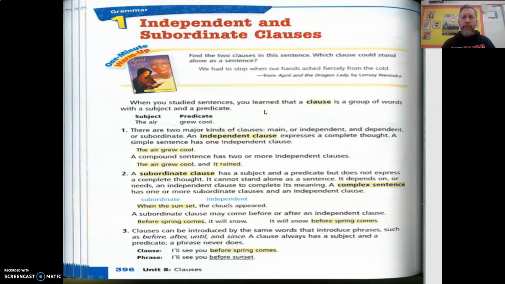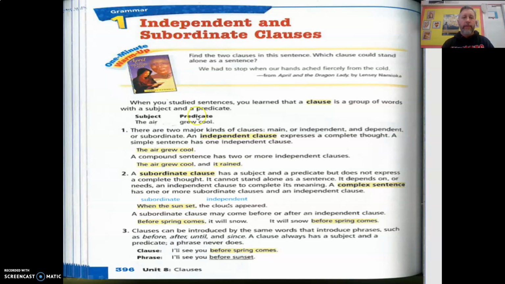All right, so clauses have both subjects and predicate parts. A phrase does not. We're going to get into that in a second. So an independent clause has a subject and a predicate, but it can stand alone as a sentence. It expresses a complete thought. A subordinate clause has a subject and a predicate, but it begins with a subordinate conjunction, and it cannot stand alone as a complete thought.